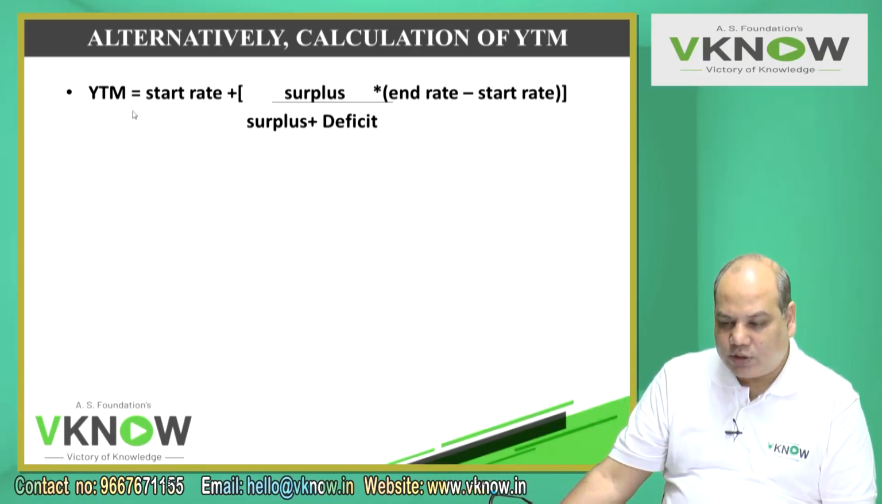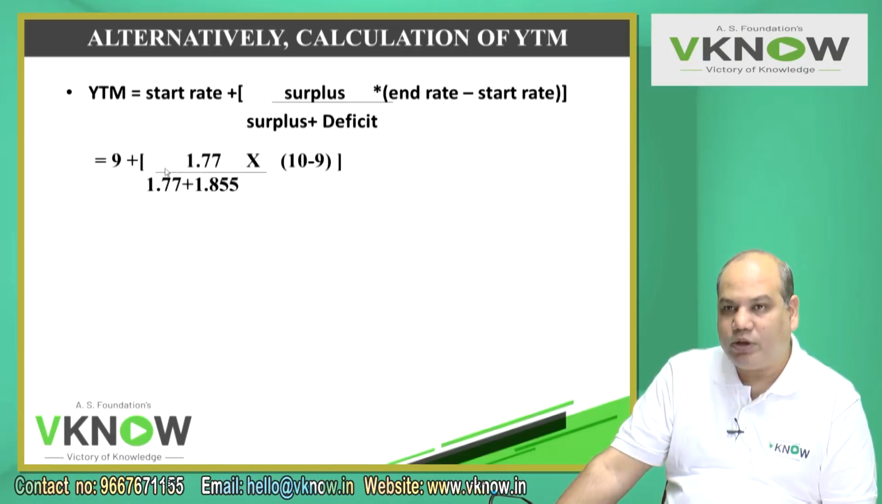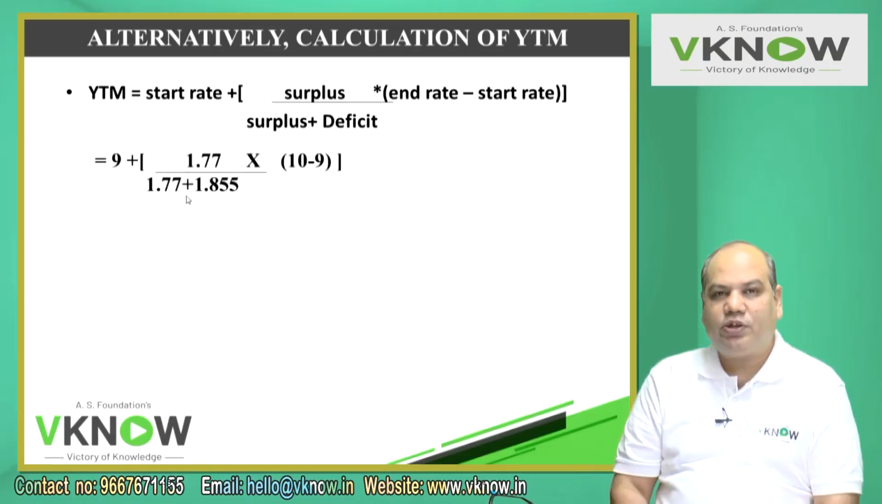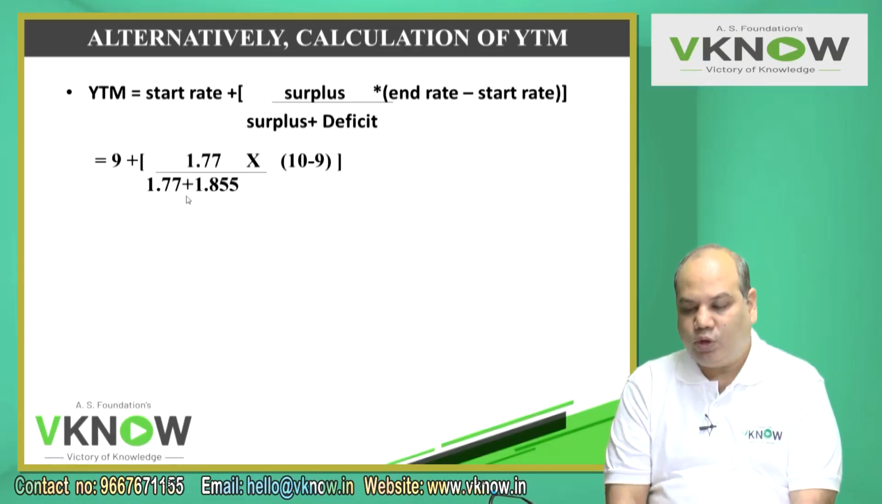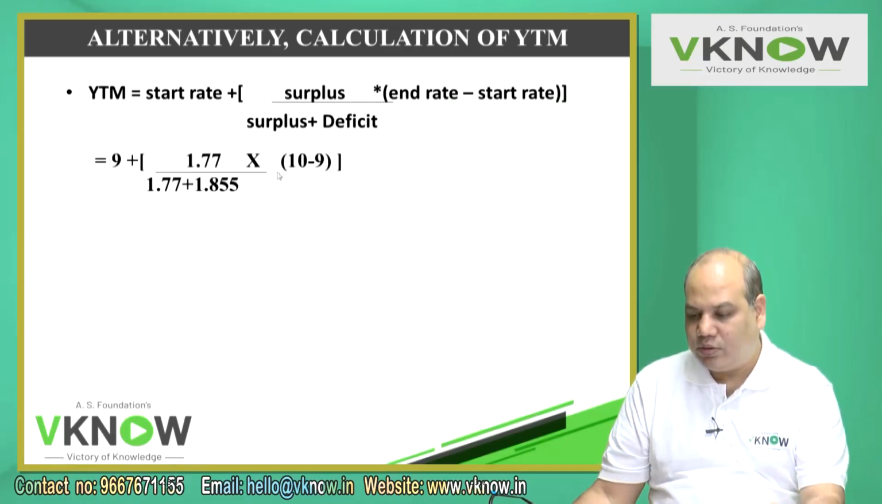So the formula is start rate, or whatever formula you know, you write down, plus surplus upon surplus plus deficit into end rate minus start rate. Next line is equal to 9 plus 1.77 upon 1.77 plus 1.855. Check the answer on the screen, into 10 minus 9. Solve it. Waiting for your answer.